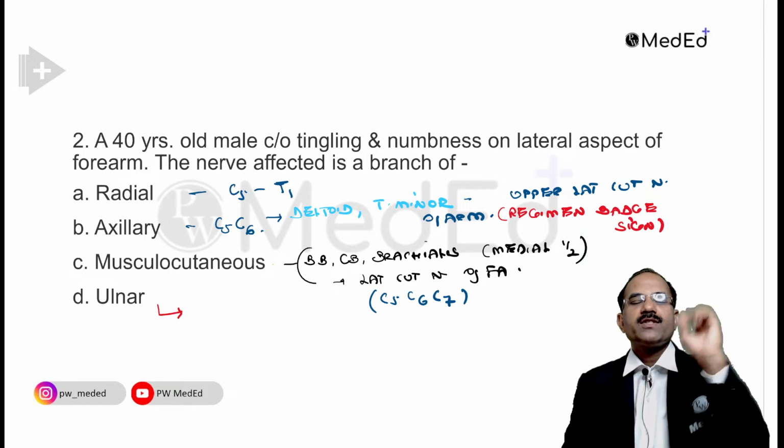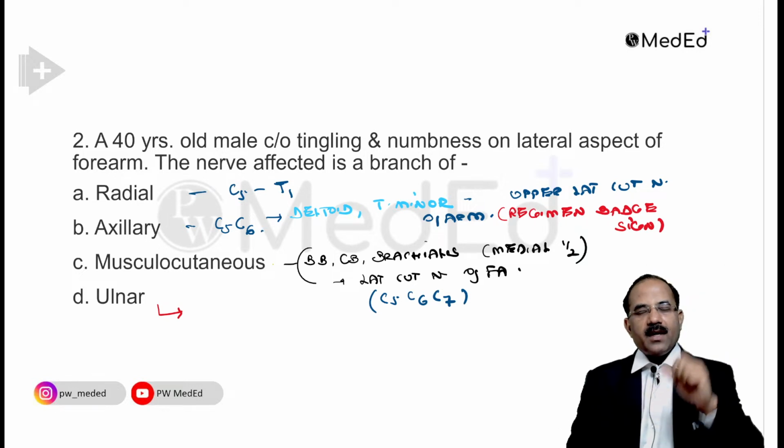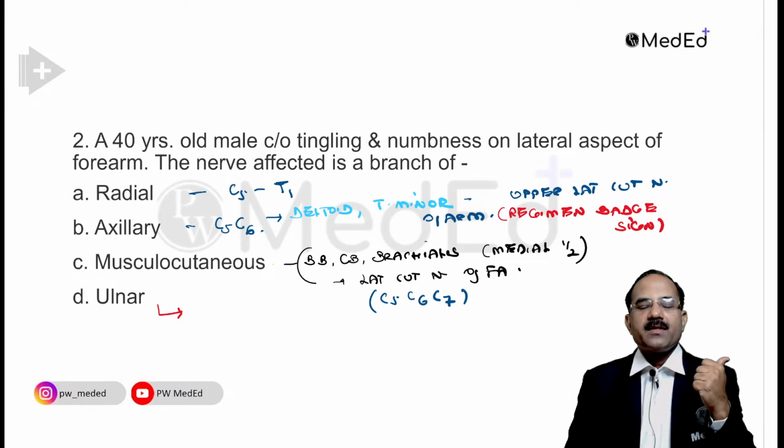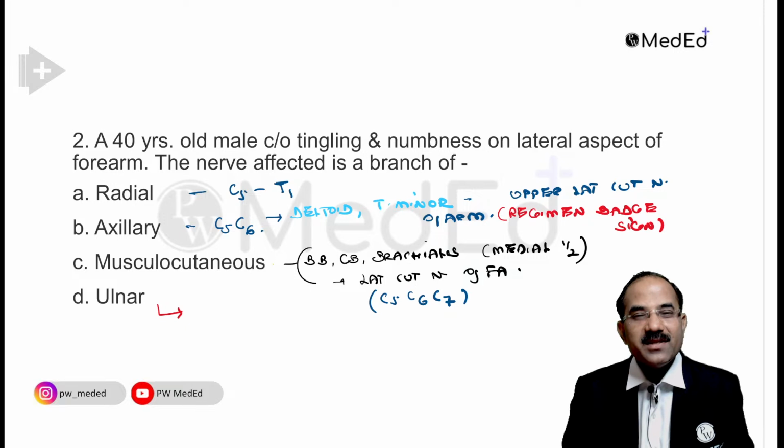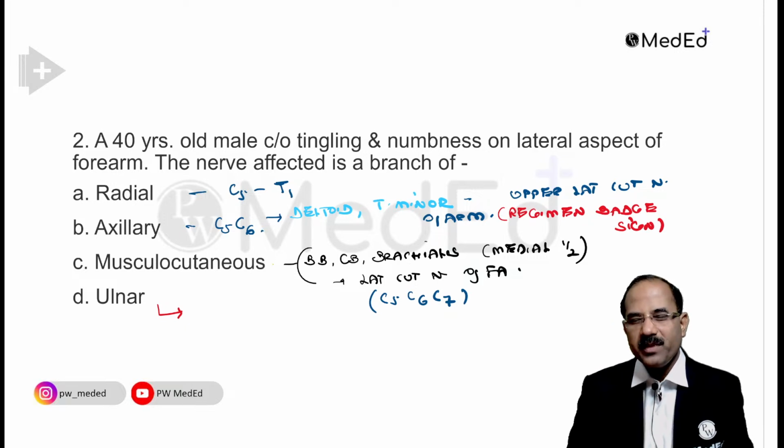Can anyone tell me what is the root value of ulnar nerve? Ulnar nerve is a branch of which cord of the brachial plexus? Come on, anyone? Guesses? Ulnar nerve is a branch of medial cord. Yes, very good. Ulnar nerve is a branch of medial cord.